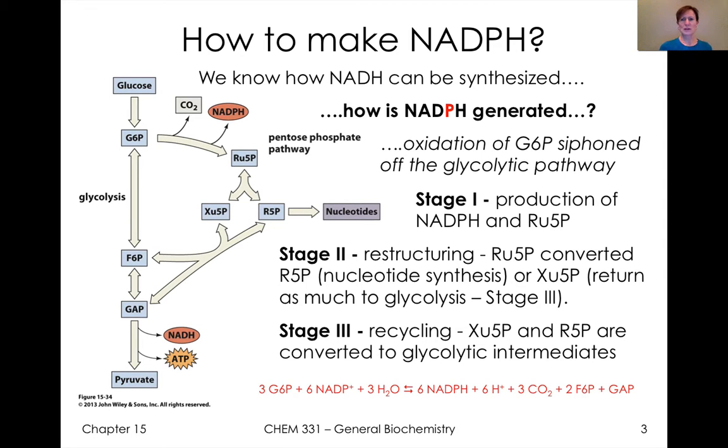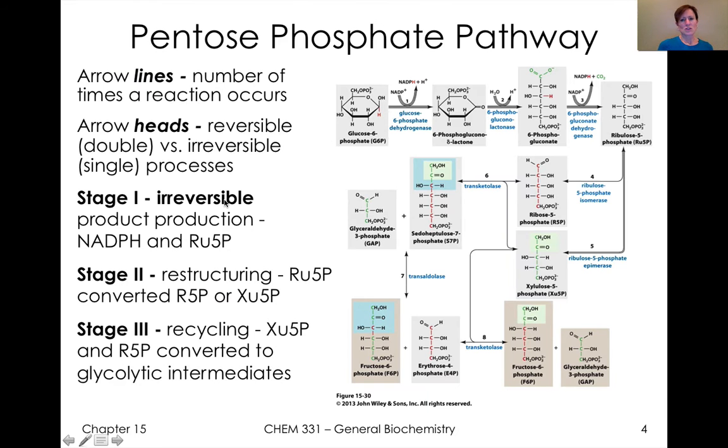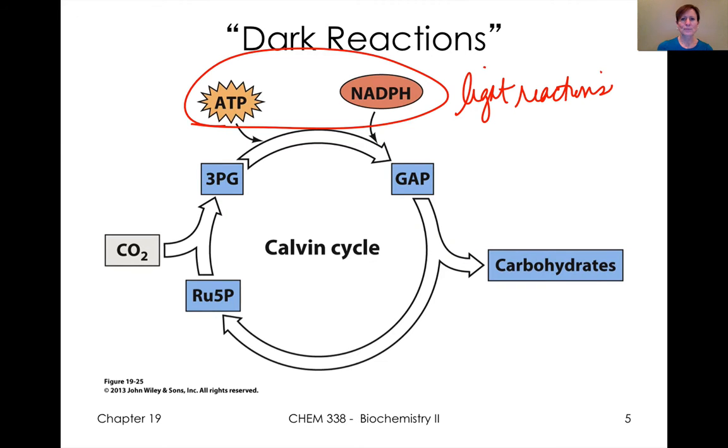We'll review the pentose phosphate pathway thinking about those 3 stages: the CO2 and NADPH production, and the restructuring to allow for recycling. We'll spend some time looking at the details of this, looking at the stoichiometry that we have for these different processes. So that'll be part of our activity to review that.